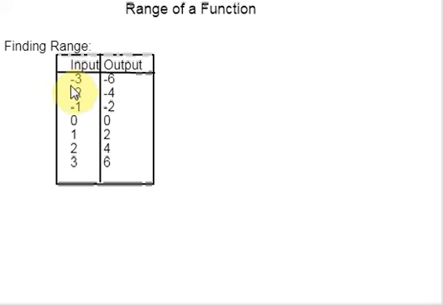For -3, we will get -6. For -2, you will get -4. So, the outputs here are -6, -4, -2, 0, 2, 4, 6. So these are the range. So range can be listed out like this. Hope you're clear with this example.